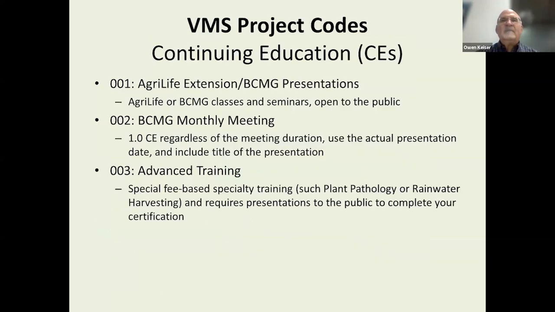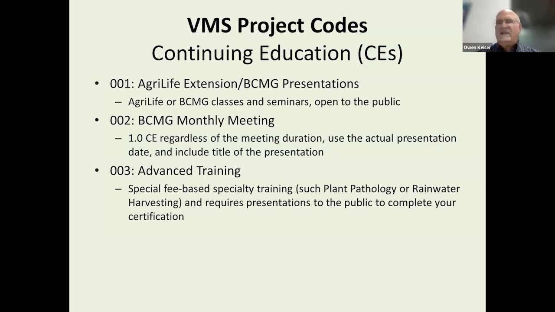Okay, so project 001 are for classes and seminars. Most all of your classes are going to be 001. 002 is the monthly meeting. It's only the monthly meeting, and it's always in increments of 1. 003 is unusual. It's relatively new. It is advanced training, and you won't be doing any of that for a while.